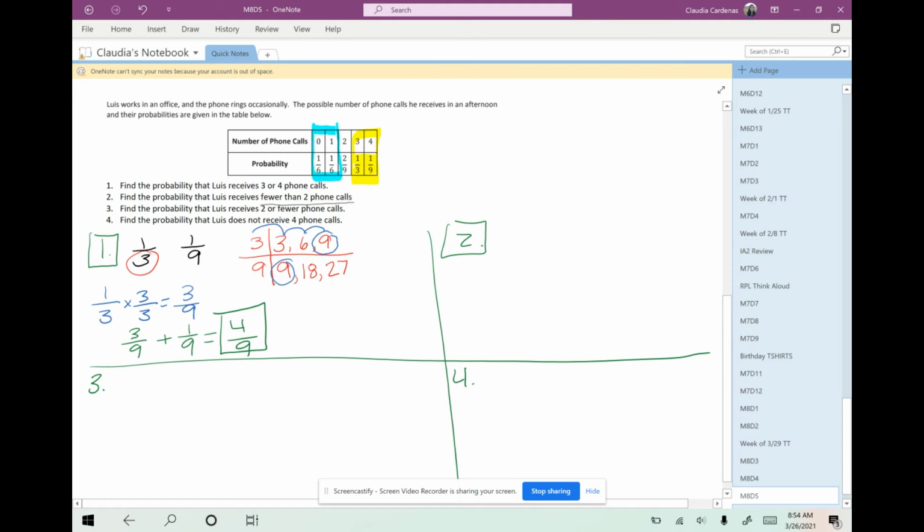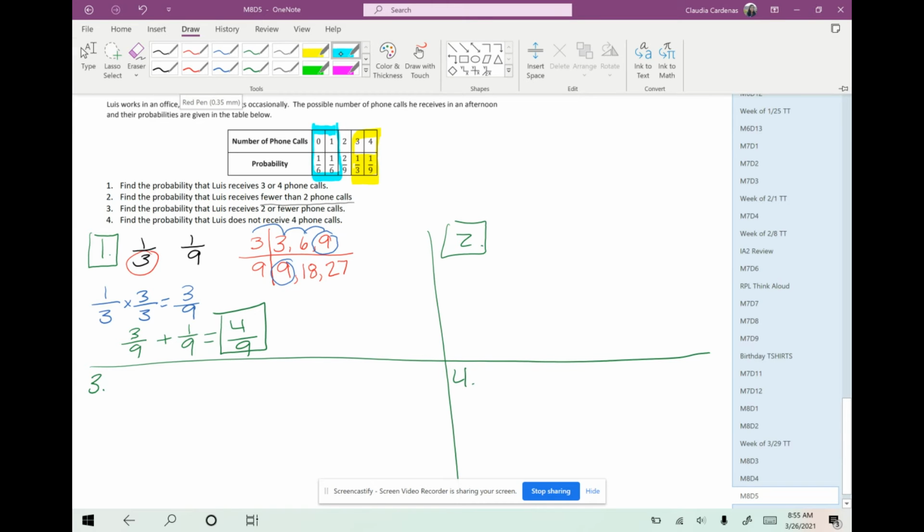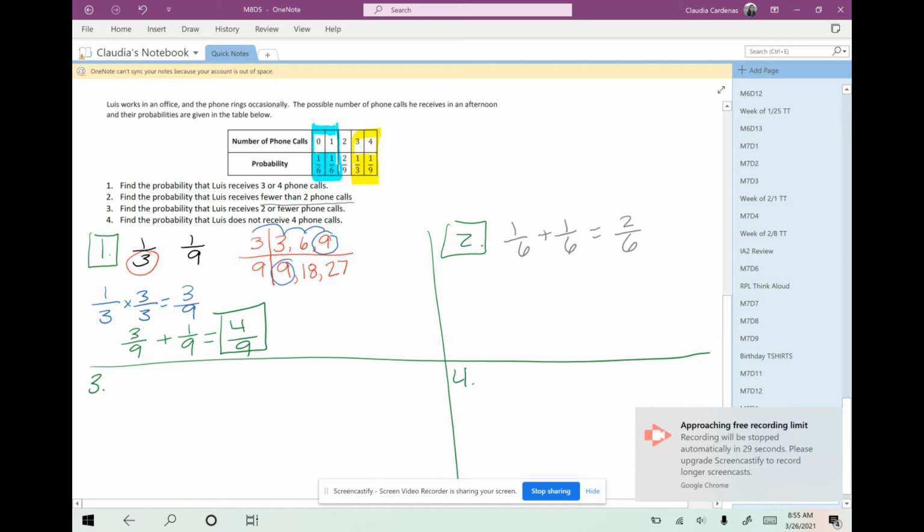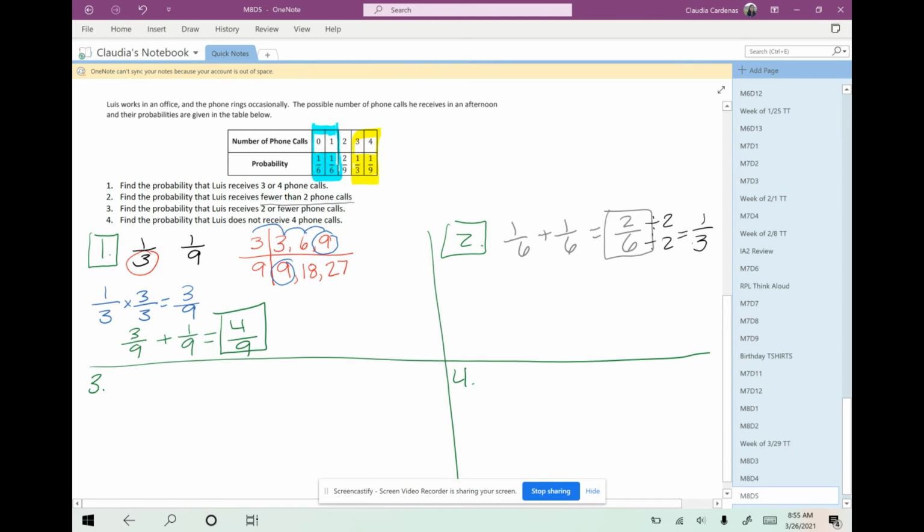So I'm going to go ahead and highlight this part of our table because we are looking at only these 2 probabilities. And I see that these 2 probabilities are 1/6 and 1/6. If I'm going to combine those together or add them up, they already have the same denominator. So I can go ahead and add, and I get 2/6. Now, this probability is fine to stay the way it is, but we also know that we can simplify because a number goes into both 2 and 6, which is actually 2. So let me use that so I can simplify. So I see that the probability of receiving fewer than 2 phone calls is 1/3.